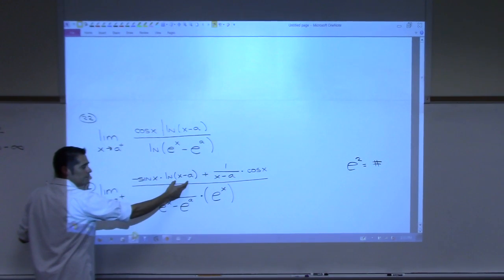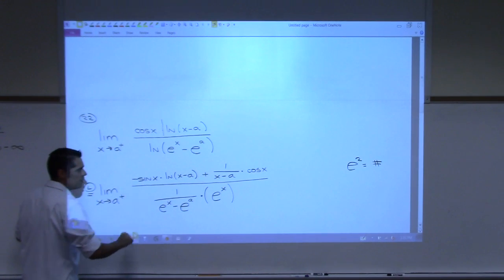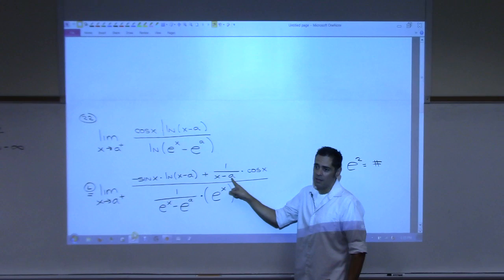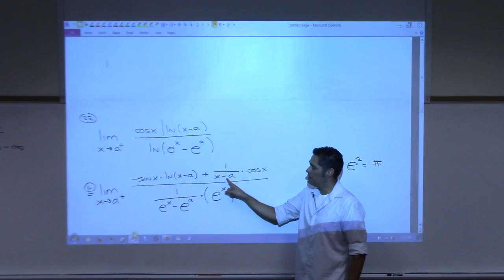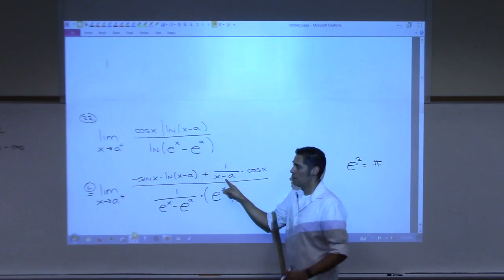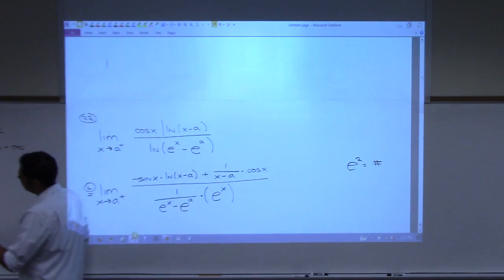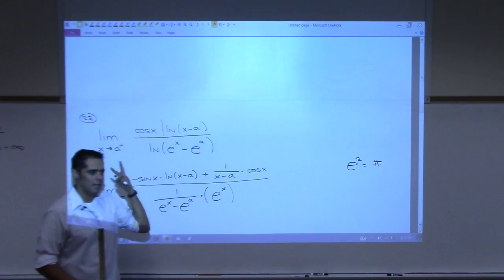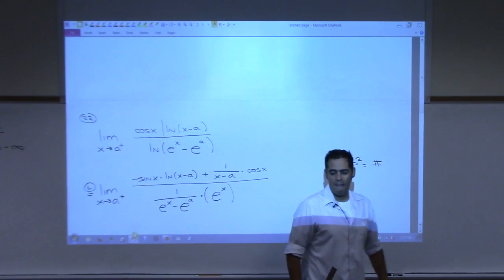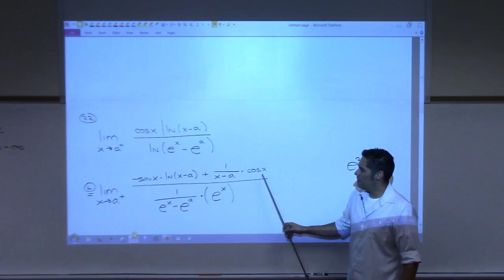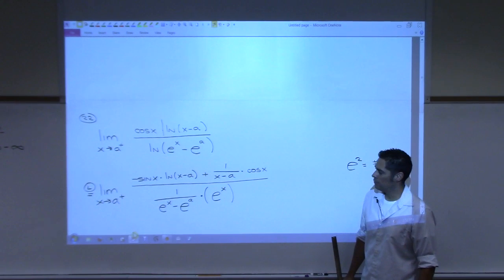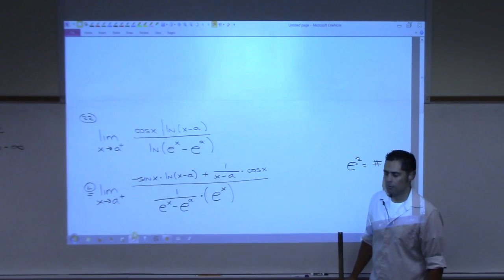Do you agree? Times a number. Oh, crap. Okay, so 1 over a minus a. A minus a is going to 0. Fixed over 0 is not indeterminate. That's either infinity, negative infinity, or does not exist, right? Positive infinity? Cosine of a is some number, right? Wait, so is that positive infinity?